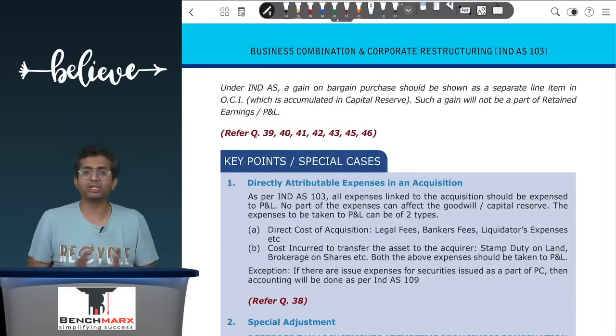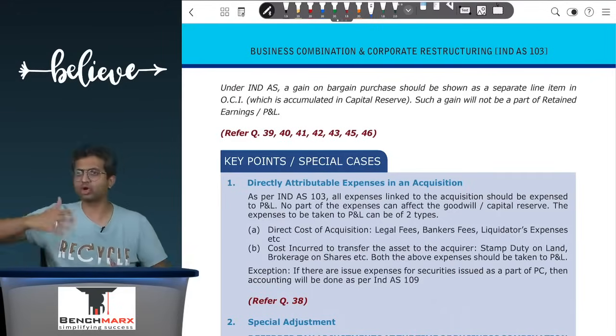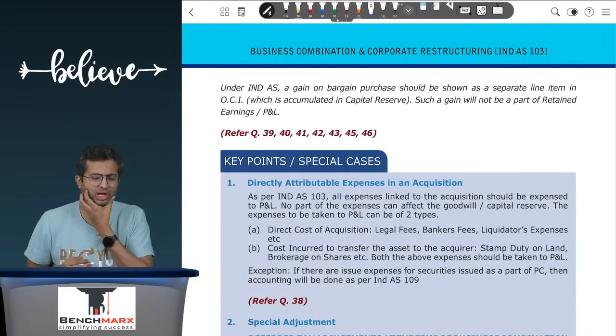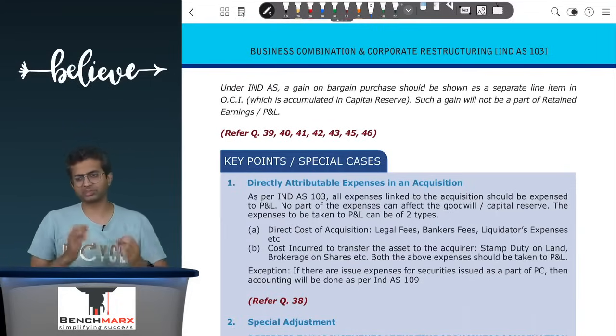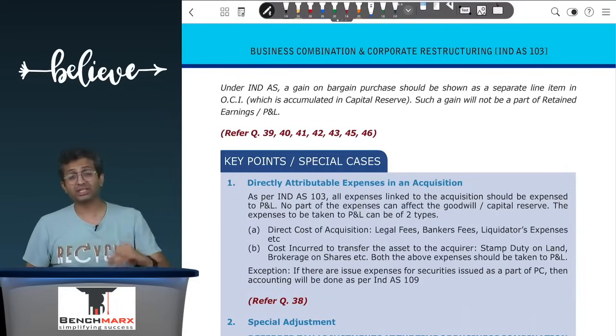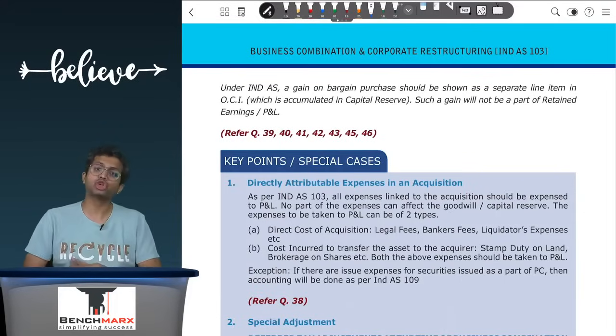Ind AS rightly so believes that, well, you can't be saying that the subsidiary's goodwill is high because I recruited a big CA firm to help me in my acquisition. No, these are costs linked to acquisition, will not impact the goodwill of the subsidiary and hence should be taken to the P&L. In fact, even indirect costs in getting those assets in your name should be taken to the P&L account.